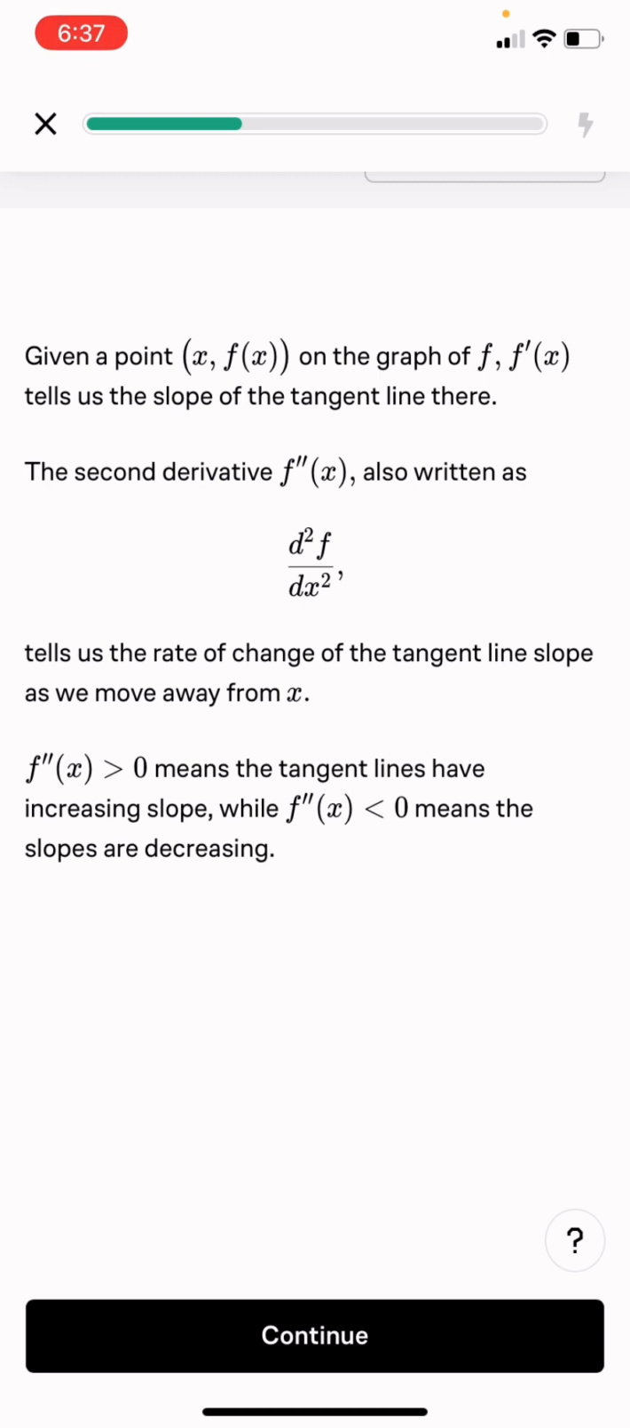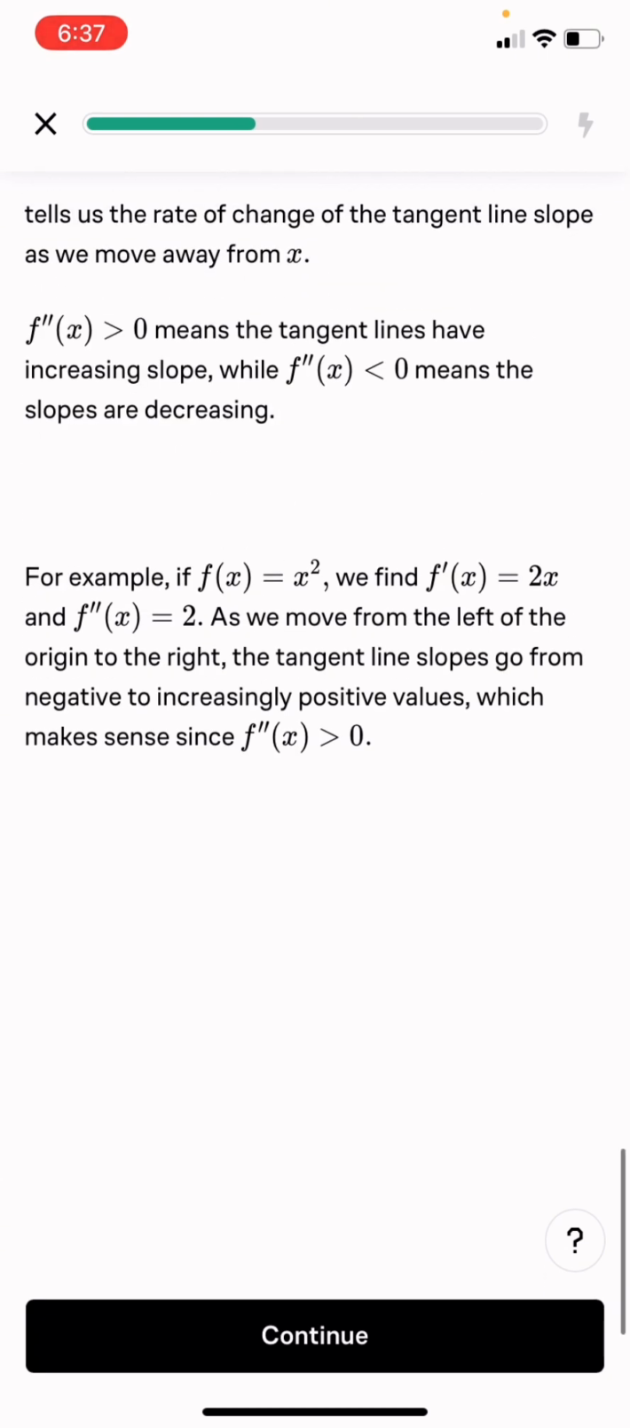It tells us the rate of change of the tangent line slope as we move away from x. So f prime prime of x being more than 0 means the tangent line has increasing slope, while f prime prime of x being less than 0 means the slopes are decreasing. So it has relatively the same sign as f prime. For example, if f of x equals x to the second power, we find that f prime of x equals 2x and f prime prime equals 2. I'll take a picture of that, seems important.